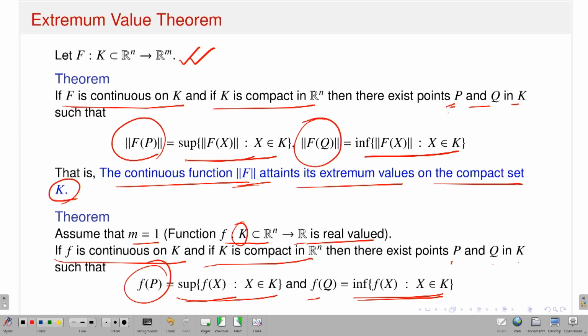As I said, the continuous image of a compact set is compact, so it is a compact set in R, therefore it is closed and bounded, so supremum and infimum exist. But the most important part is that the supremum and infimum are attained at points. That means there exist points P and Q in the set K such that this supremum is nothing but the value of f at P and this infimum is the value of f at Q. That is more important than the existence, which follows because the continuous image of a compact set is compact. Another important part is that it attains the supremum and infimum at some points in the domain K.